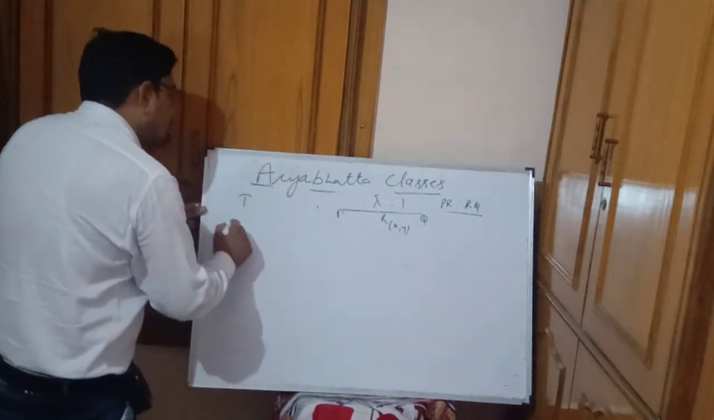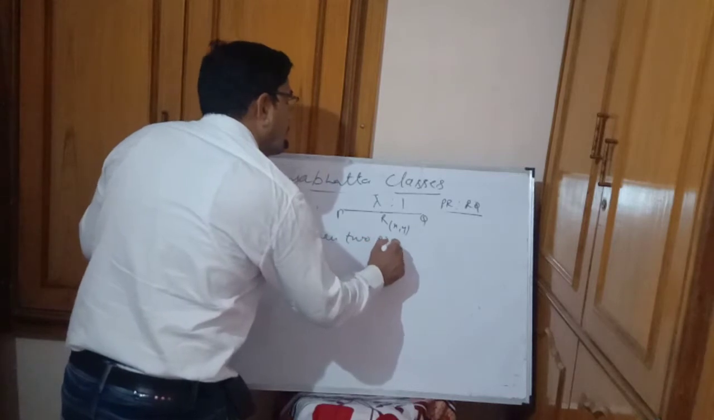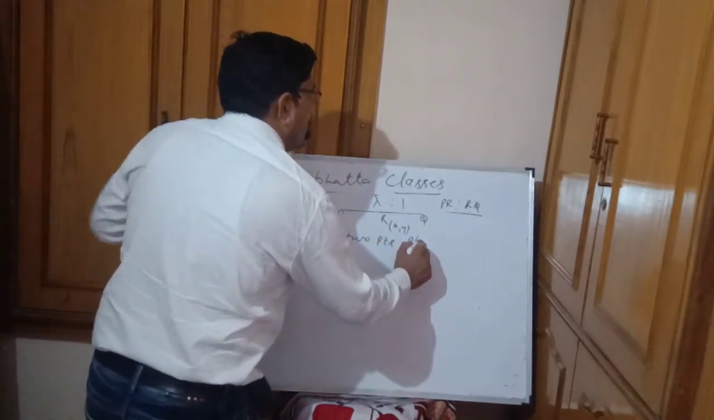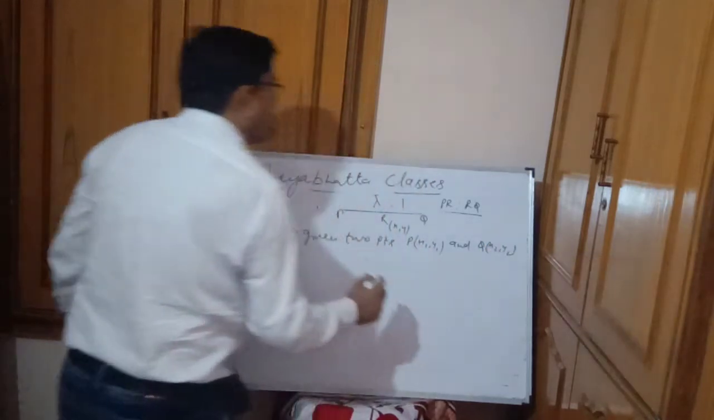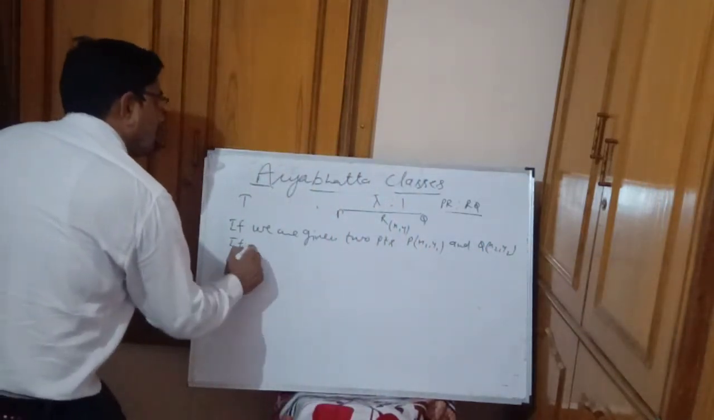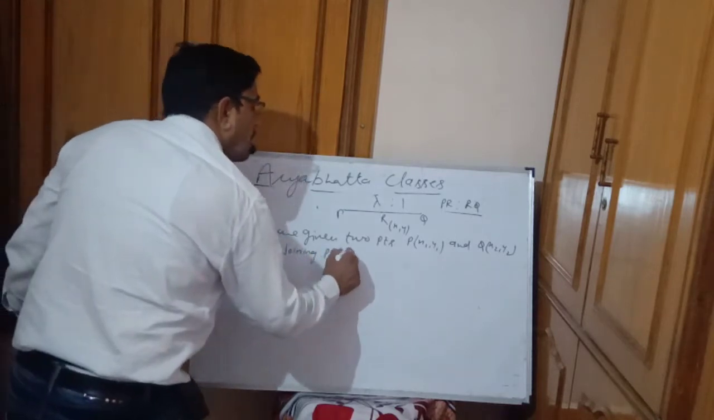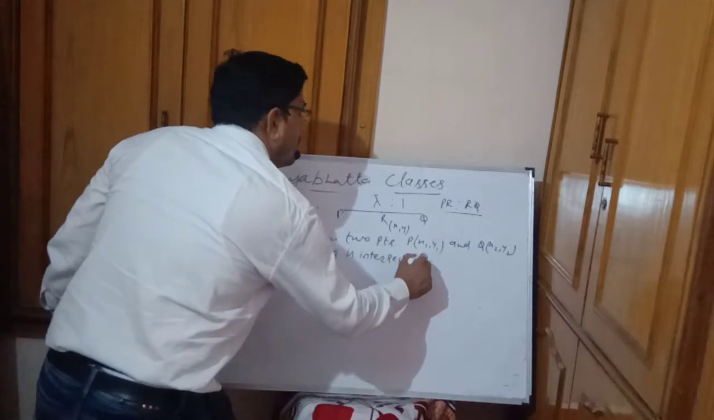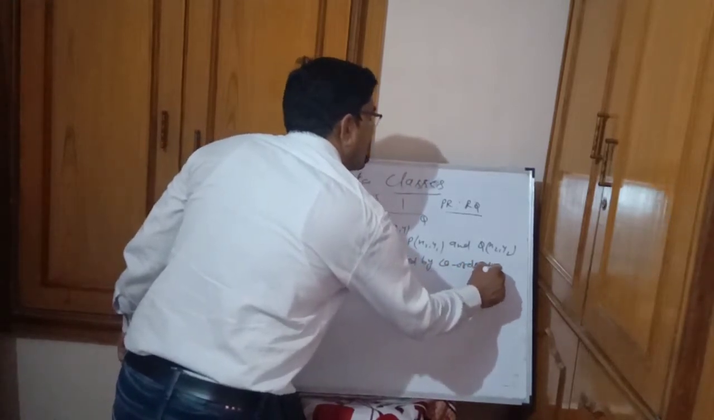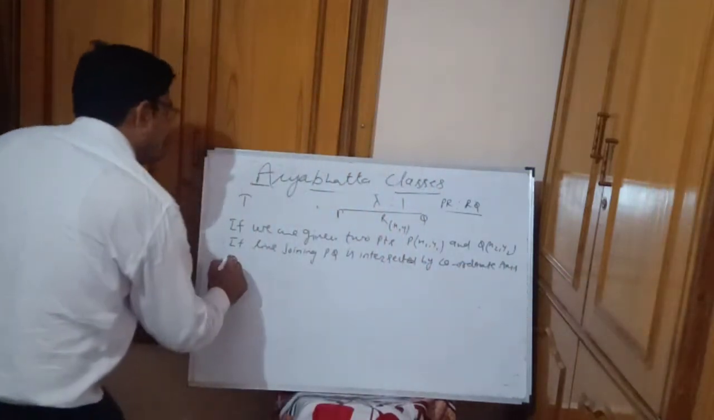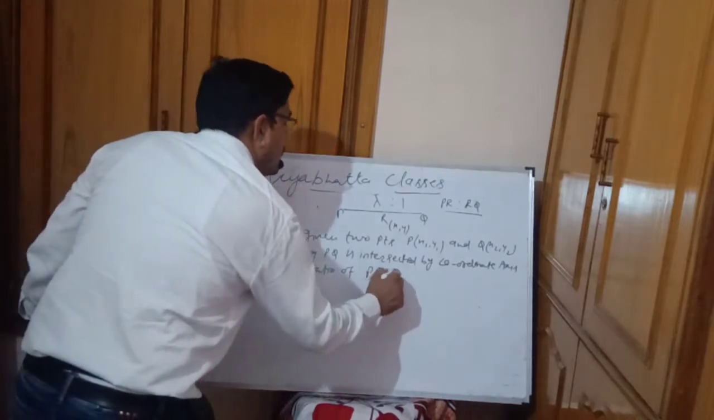Now, if we are given 2 points, P whose coordinates are x1, y1 and Q whose coordinates are x2, y2, and the line joining PQ is intersected by a coordinate axis, then what is the ratio of PR and RQ?